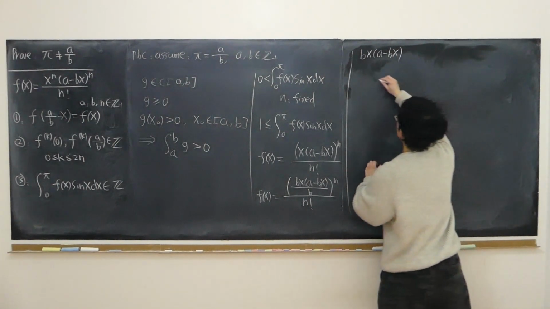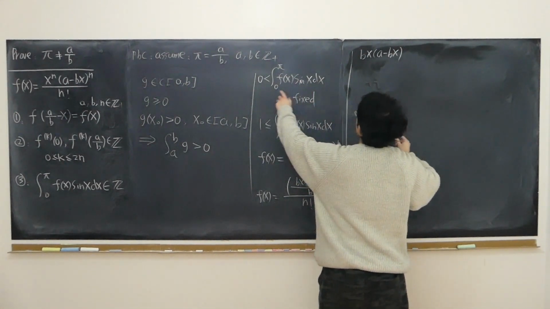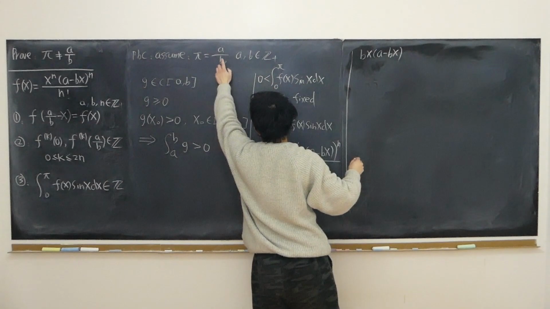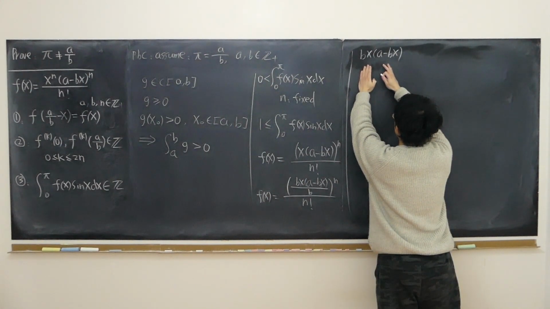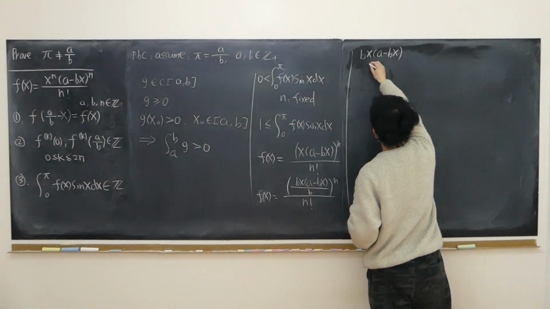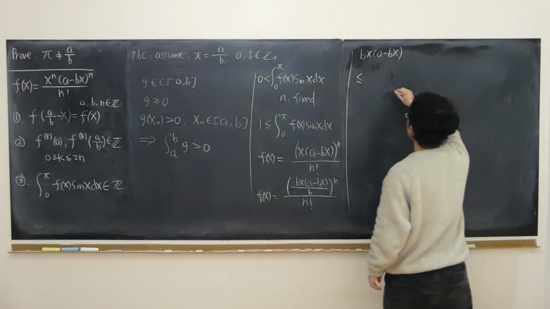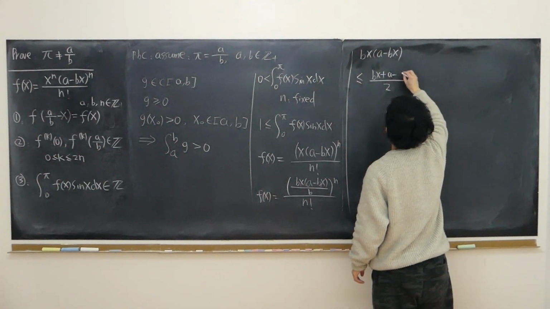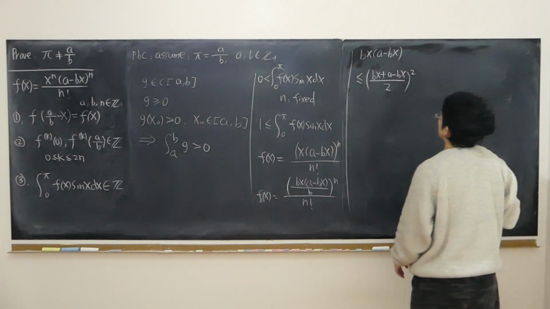First of all, we can easily verify that bx is larger than or equal to 0, and a minus bx is also larger than or equal to 0, given that x is in this interval, 0 to a over b, right? So we have two non-negative real numbers. In other words, we can use the AM-GM inequality, right? Less than or equal to half of the sum, bx plus a minus bx, altogether squared. That's the AM-GM inequality.